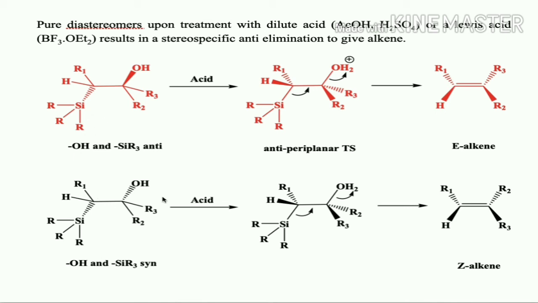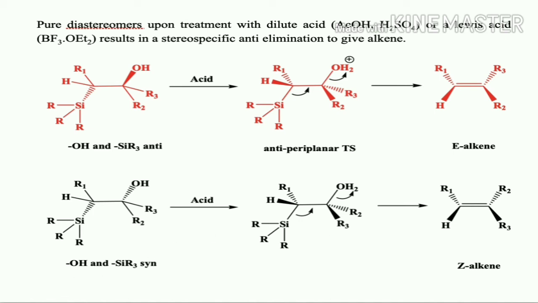So this is very important. If you use acid for elimination, then you need to look at the geometry of the diastereomer. If it is anti, definitely you are going to get E-alkene. If it is syn, you are going to get Z-alkene. That is the case for acid treatment.